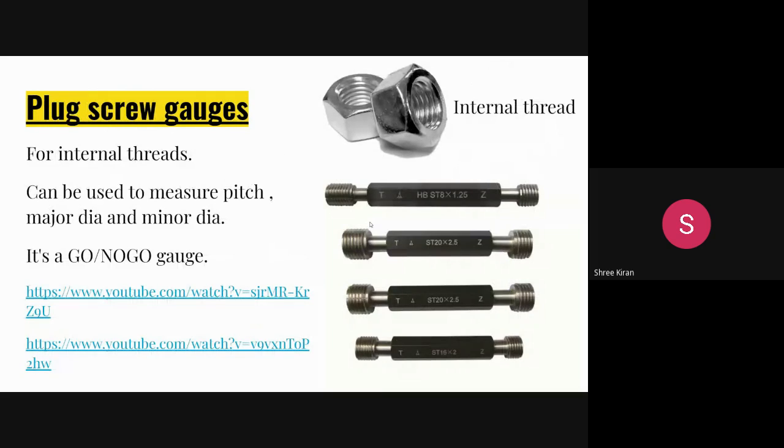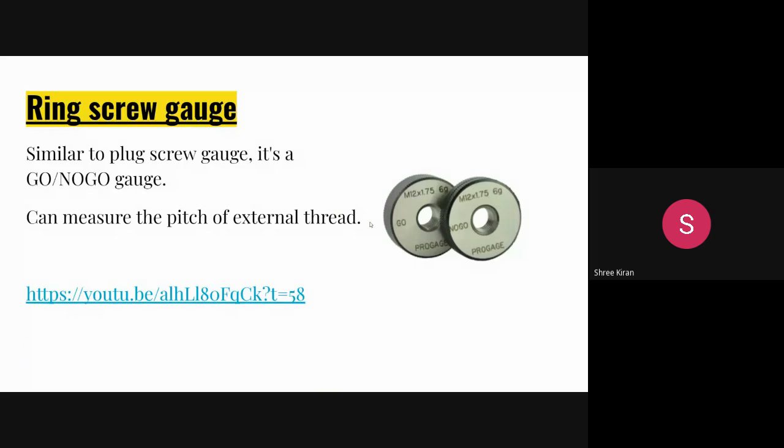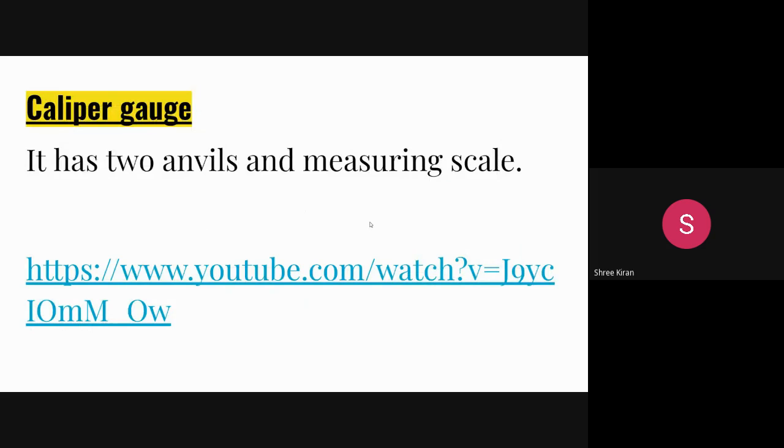Now these are plug screw gauges, mainly used for internal threads. They can be used to measure the pitch, major diameter and minor diameter. It is also a go or no-go gauge. Similarly, the ring screw gauge is a go/no-go type and can measure the pitch of external threads. And this is the caliper gauge. What is a caliper gauge? It has two end anvils and a measuring scale.